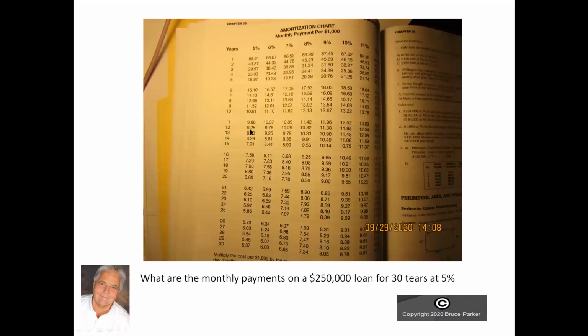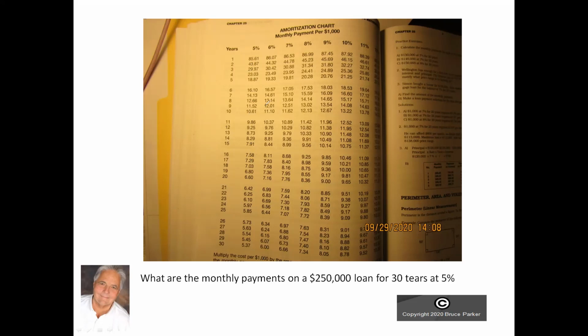Here's the chart in the book that's on page 488 of my book. I am not sure what page it's on in your book, but you want to find this chart. And the typical question is, what are the monthly payments for principal and interest on a $250,000 loan for 30 years at 5%? That's the typical question on the test. And they will give you this amortization schedule on the test.